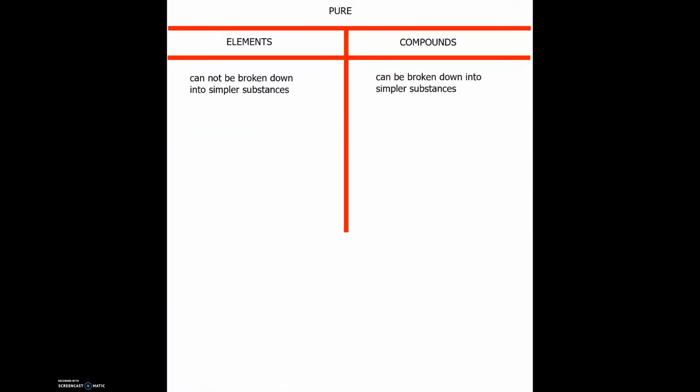So with pure, we can break that also further down into elements, compounds. So elements cannot be broken down into simpler substances. So for example, aluminum.